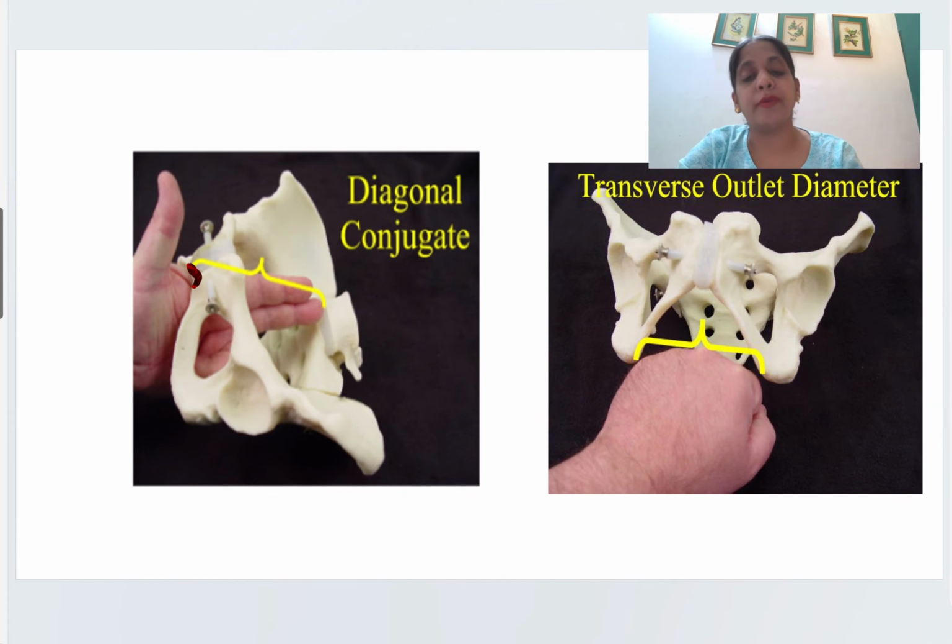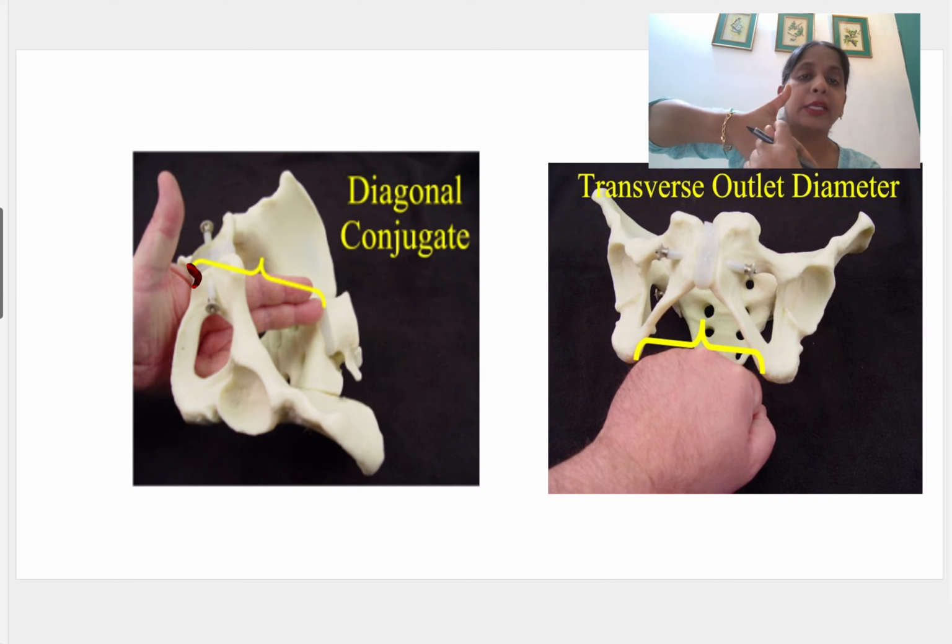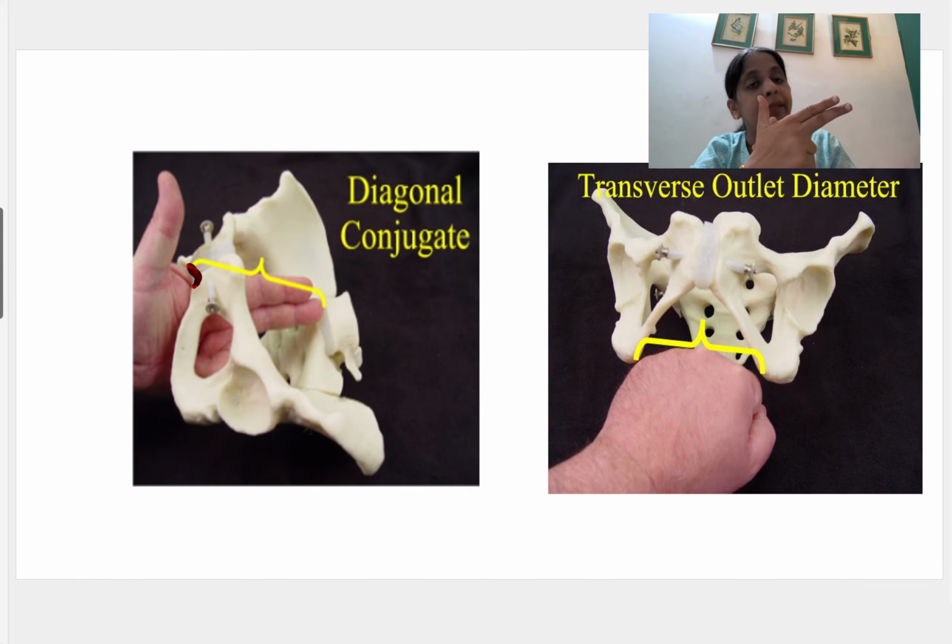Let me tell you how we will measure. See here, we are measuring the diagonal conjugate. We do the PV, touching one border of this finger to the lower border of the pubic symphysis and feeling the promontory like this. So we are putting the finger diagonally, we mark the point where we felt it, and then we measure this distance with the scale. Every obstetrician knows what the distance is, so accordingly we can see.